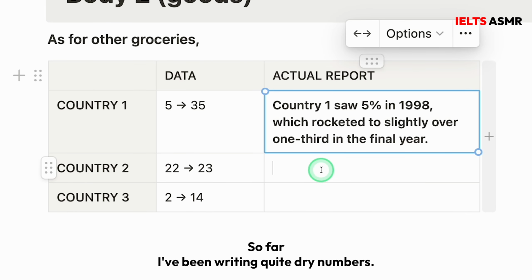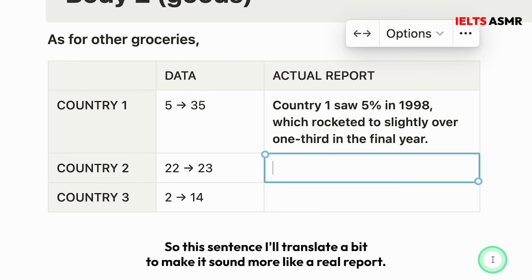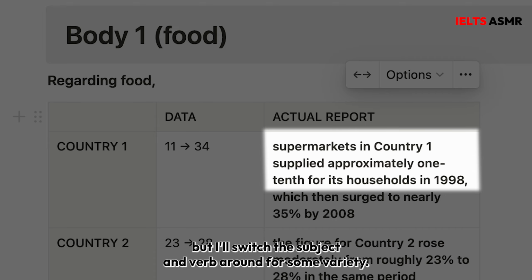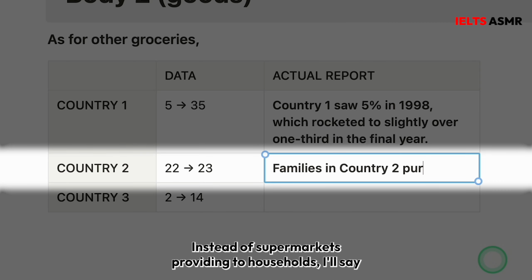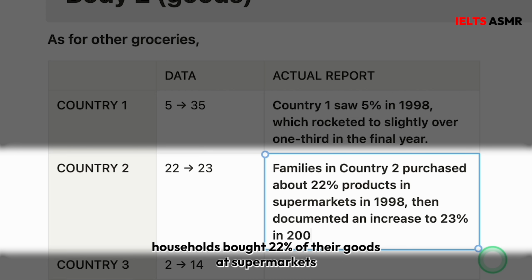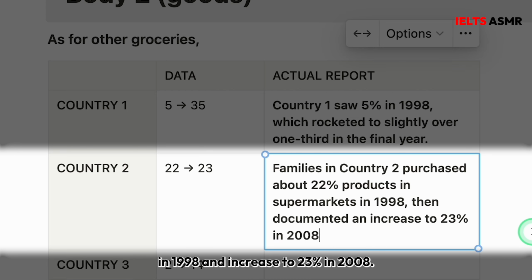Country 2. So far, I've been writing quite dry numbers, so this sentence I'll translate a bit to make it sound more like a real report. Here, I'll use the translation method like the previous sentence, but I'll switch the subject and verb around for some variety. Instead of supermarkets providing to households, I'll say households bought 22% of their goods at supermarkets in 1998 and increased to 23% in 2008.